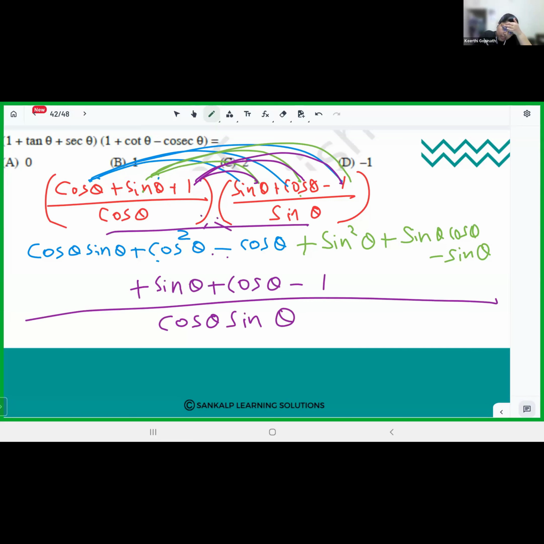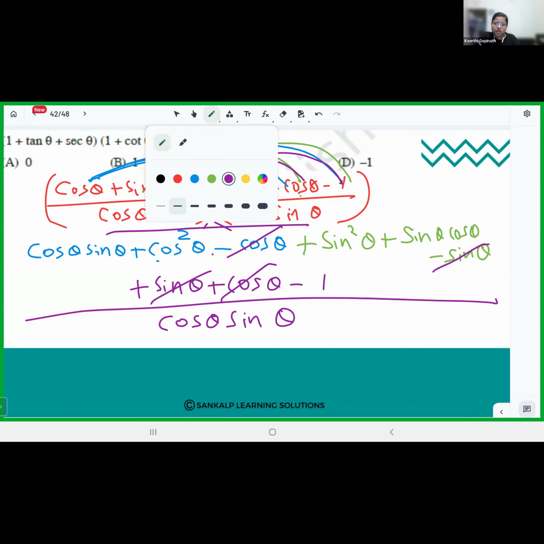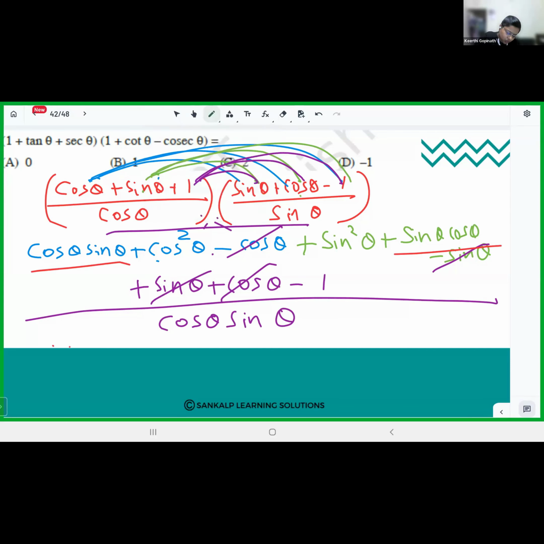Minus cos theta and plus cos theta will get cancelled. Minus sin theta and plus sin theta will get cancelled. So you write the remaining thing. That is cos theta, sin theta, and sin theta, cos theta same. So you can write this as 2 sin theta cos theta, then cos square theta plus sin square theta minus 1, divided by cos theta sin theta. I hope this is clear to you all. We are just simplifying this.